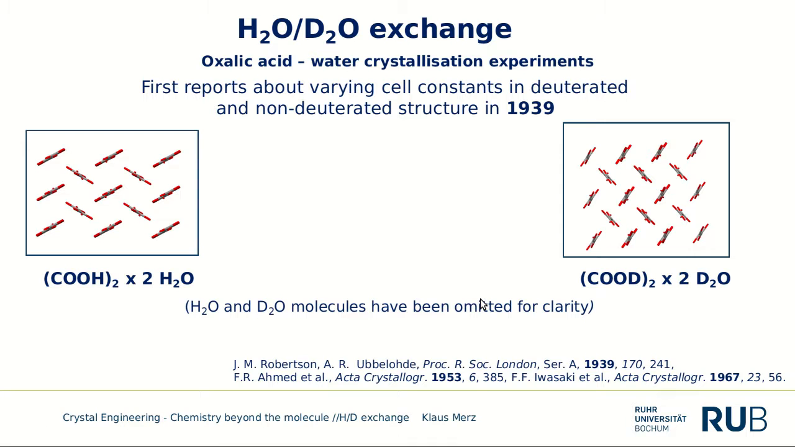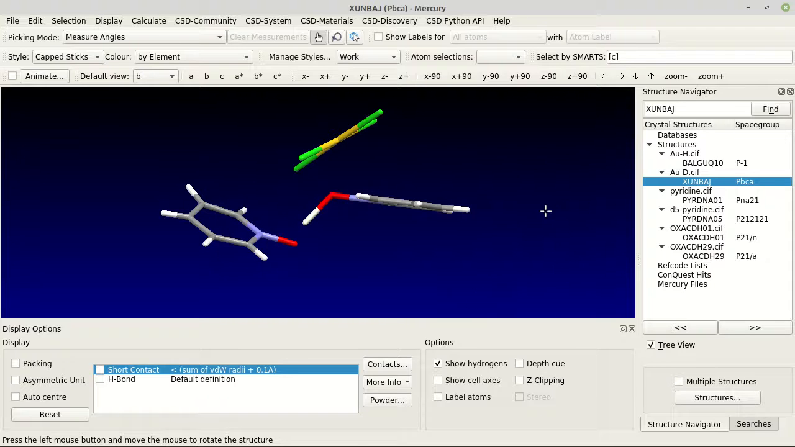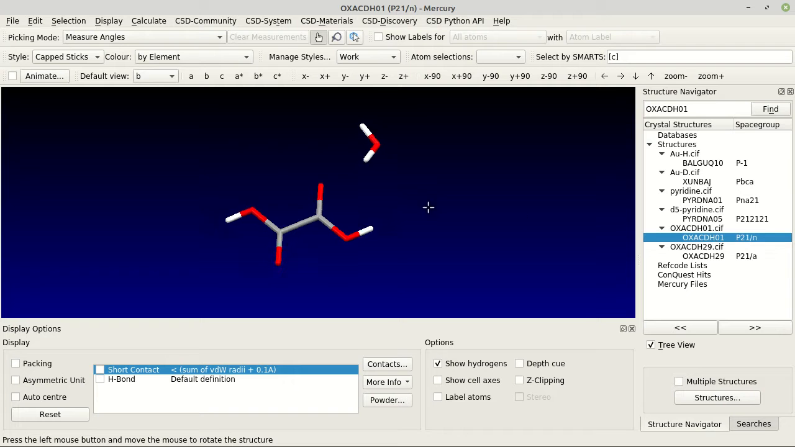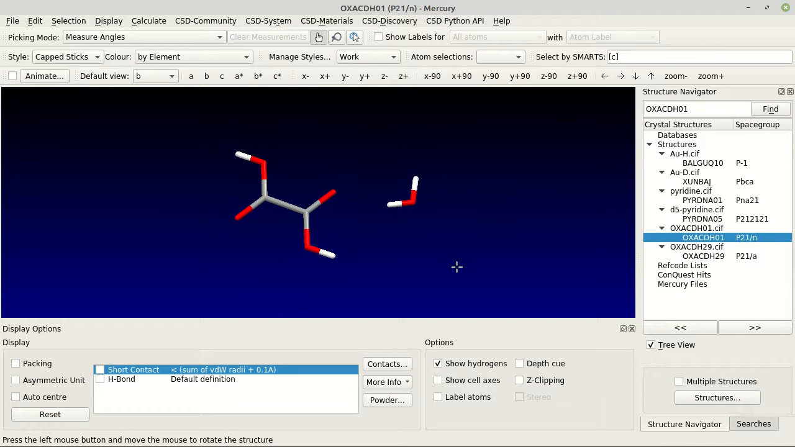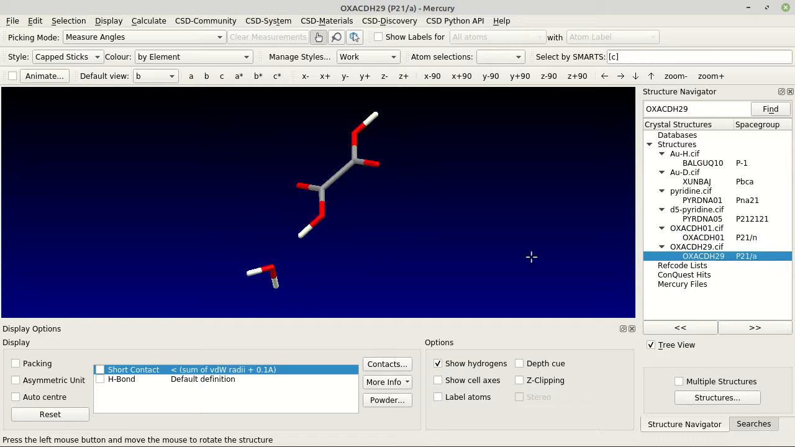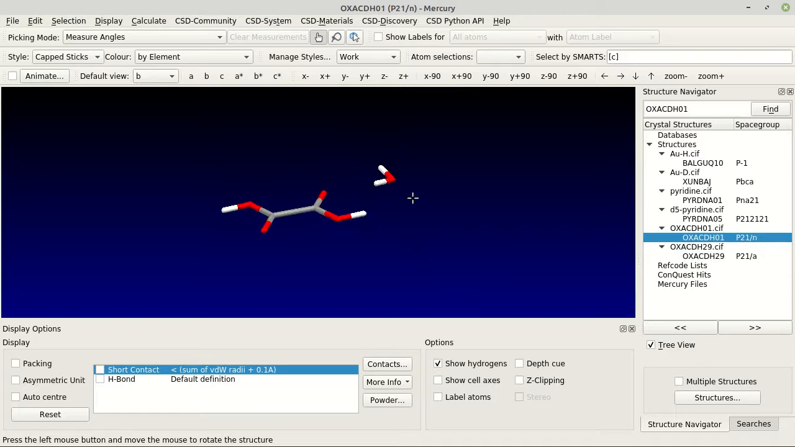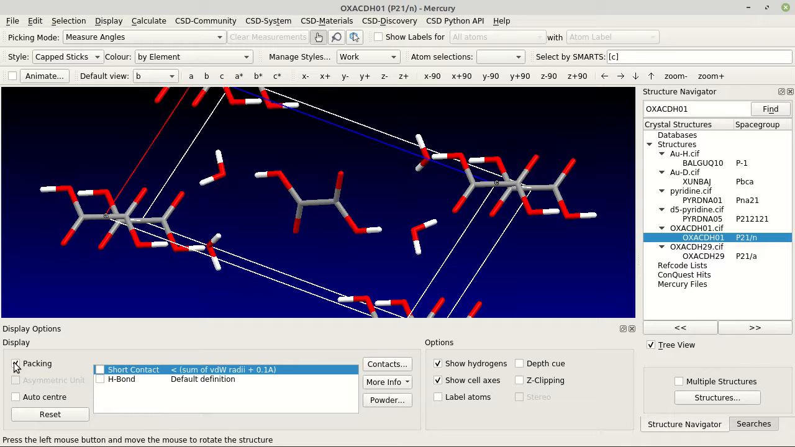Let's try it on our own. Have a look here. This is what you see if you look into Mercury, using Mercury, and now we have here our hydrated oxalic acid. And here is our deuterated oxalic acid. So in the first moment, from my point of view, I cannot see a real difference. No? Okay, what we must do is click here on packing.